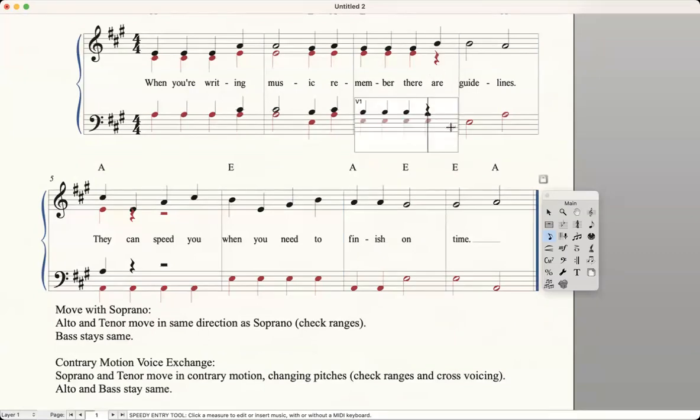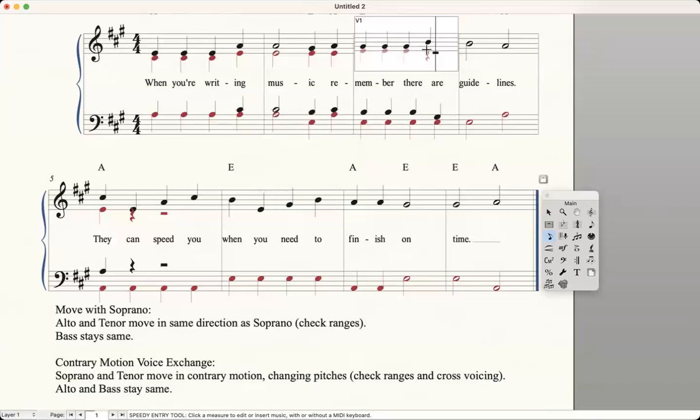So we'll execute this, which is soprano and tenor move in opposite direction, right? And exchanging pitches, and then the altos and the basses stay on their note like that. And I guess we could go over as well, just like that. Same thing there. Like that. And we have a nice beginning.